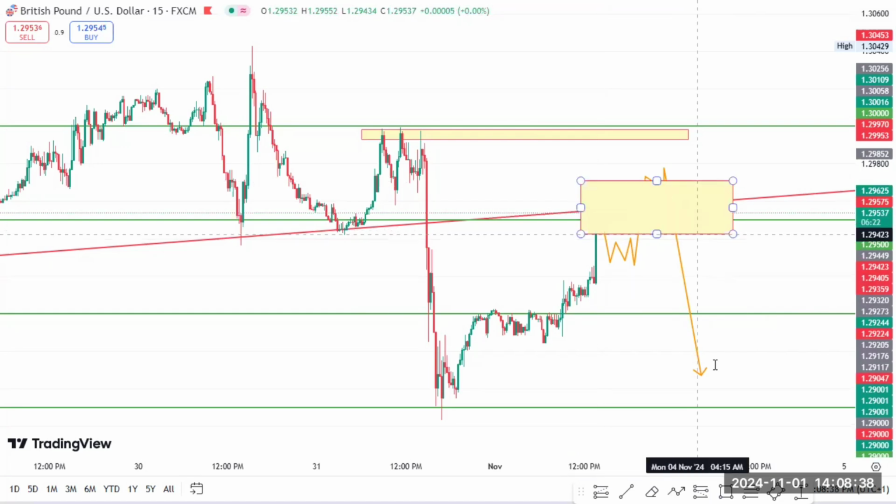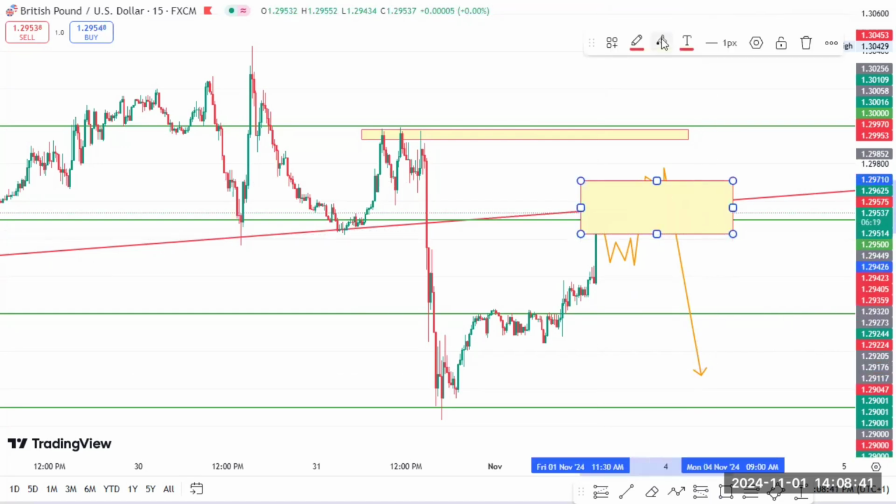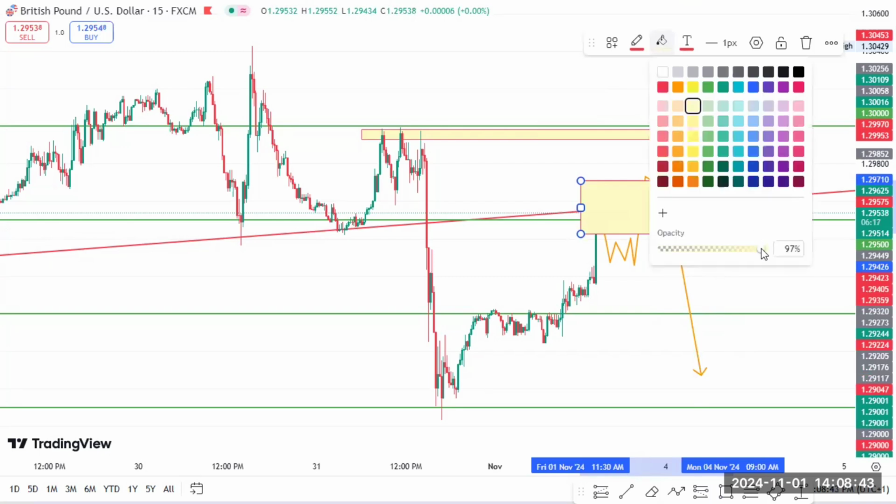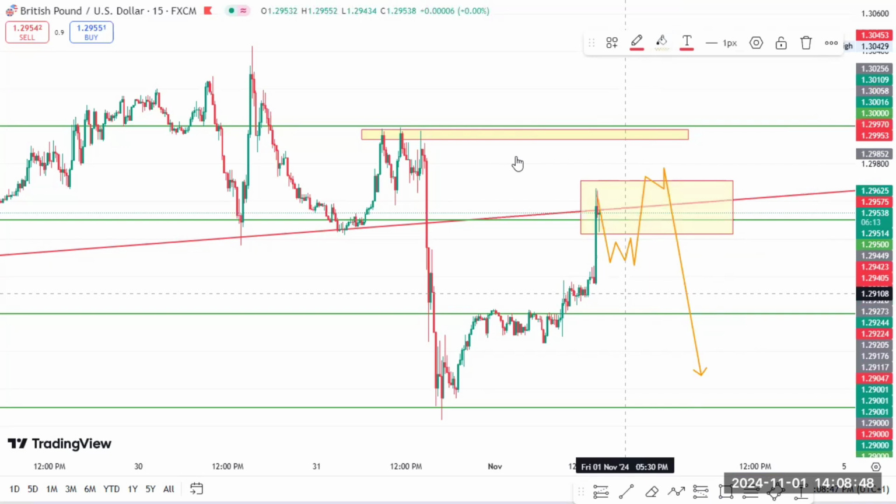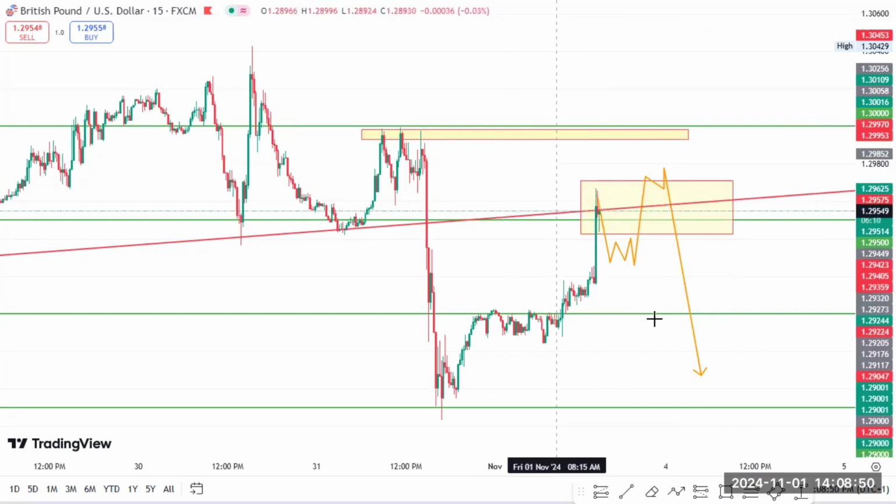So I will leave this box the way it is. I will even reduce the opacity of the box. Okay, I will leave it the way it is. So I will update you on this when it plays out.